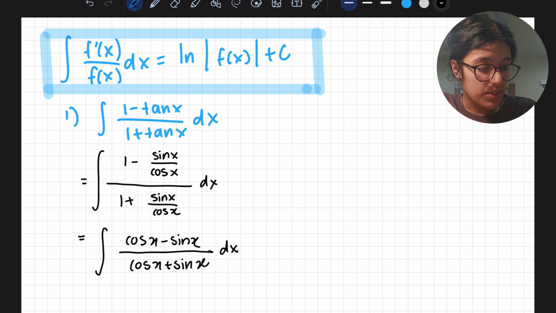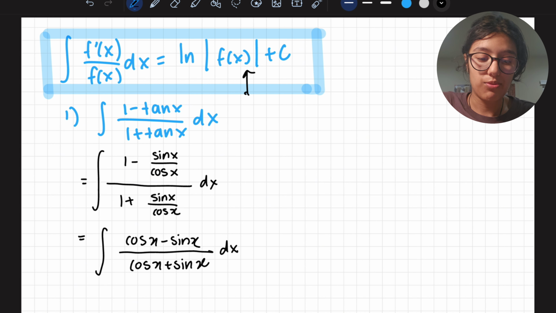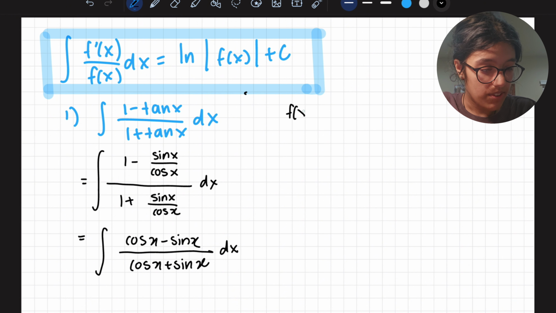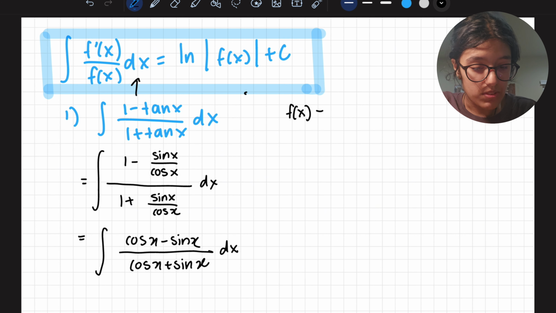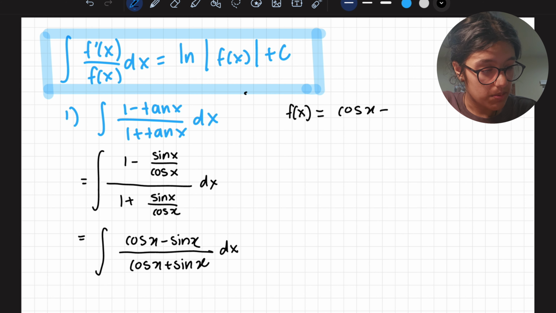All right. So now I think we can't simplify this any further. So now let's actually try this formula. So let's say that f of x is equal to the denominator, because that is what our theorem says over here. So f of x is equal to cos x plus sine x.